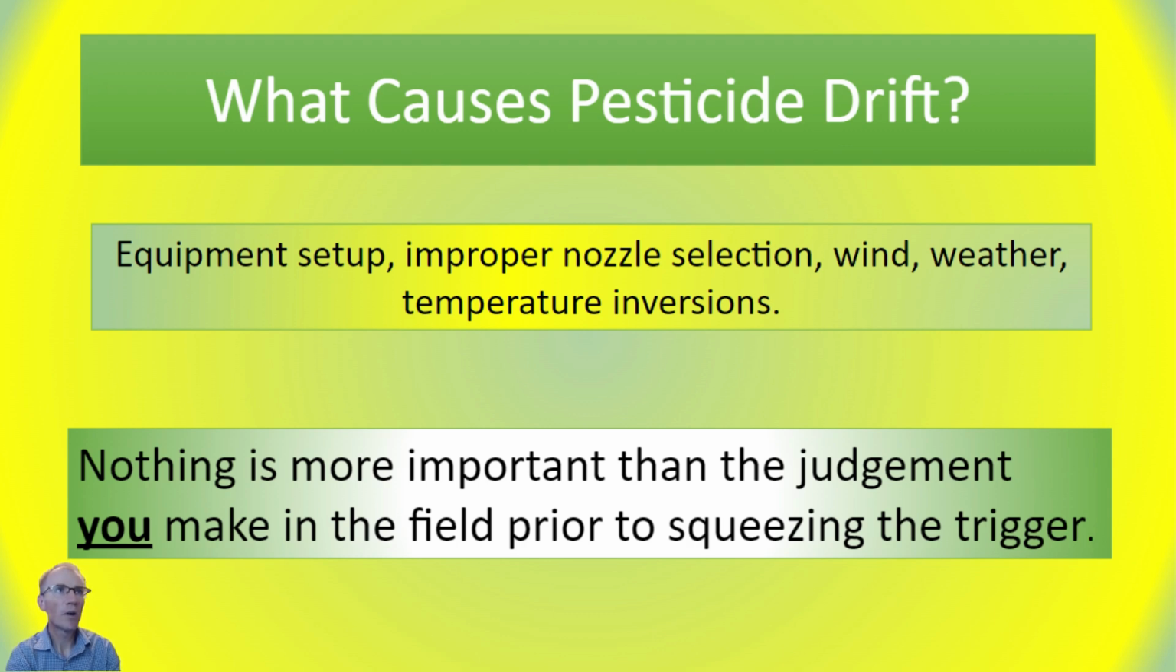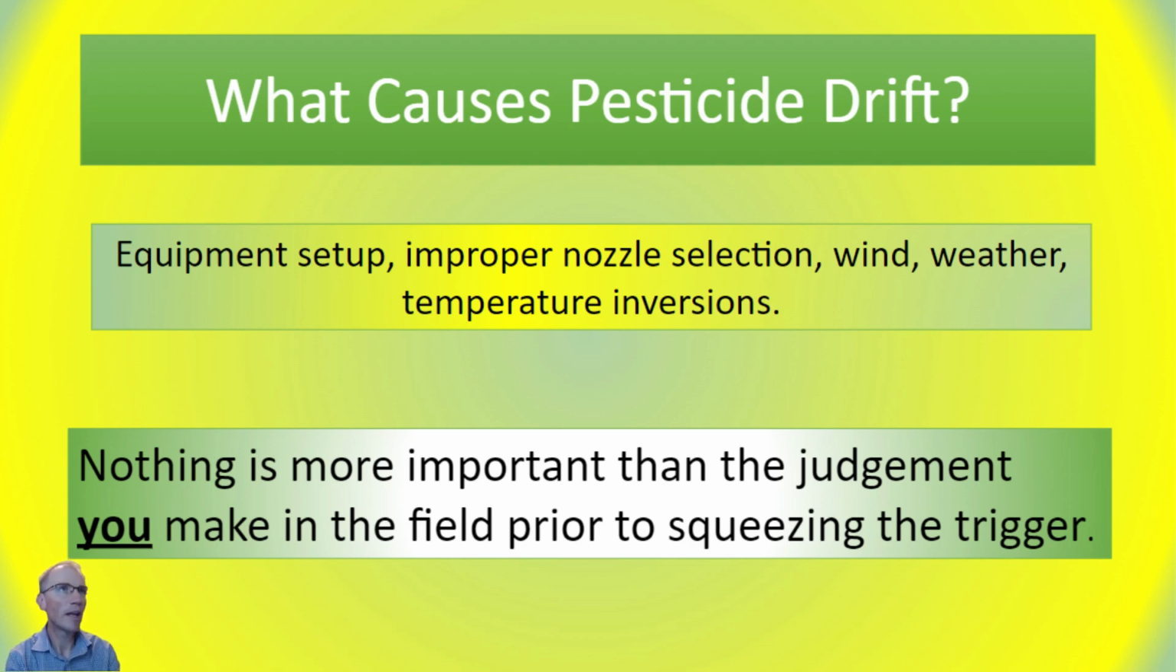Nothing is more important than the judgment you make in the field prior to squeezing the trigger. The point we're making here is the fact that you're in control. You're in control of things like your equipment setup. You're in control of selecting the correct nozzle. You're in control of knowing what the wind and the weather are, and dealing with things like temperature inversions. Anybody can look at the weather forecast and see what's going on and make decisions.